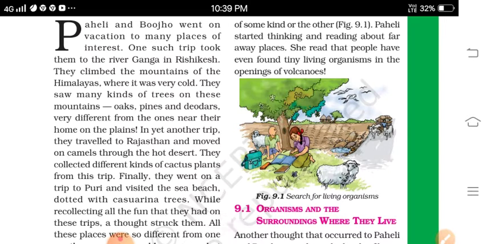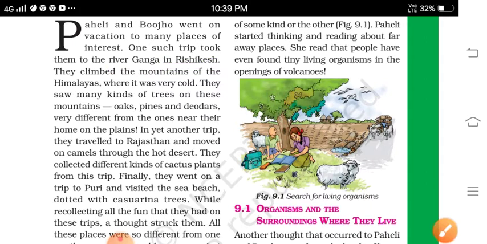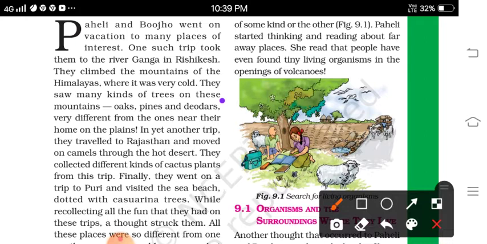Paheli and Boojho went on vacation to many places of interest. One such trip took them to River Ganga, Rishikesh. They climbed the Himalayan mountains, where it was very cold. They saw many kinds of trees on these mountains: oaks, pines, deodars, very different from the ones near their home in the plains. On another trip, they traveled to Rajasthan, and there they saw camels.